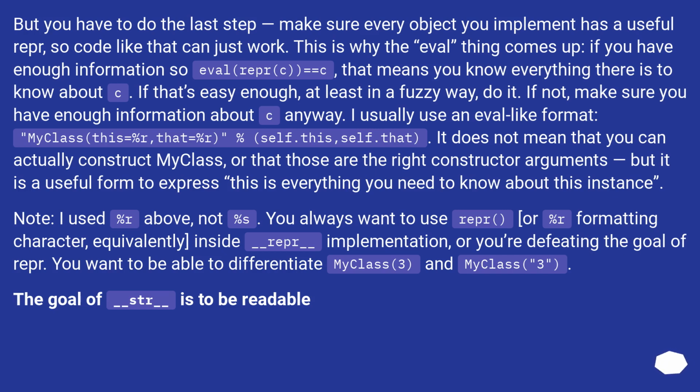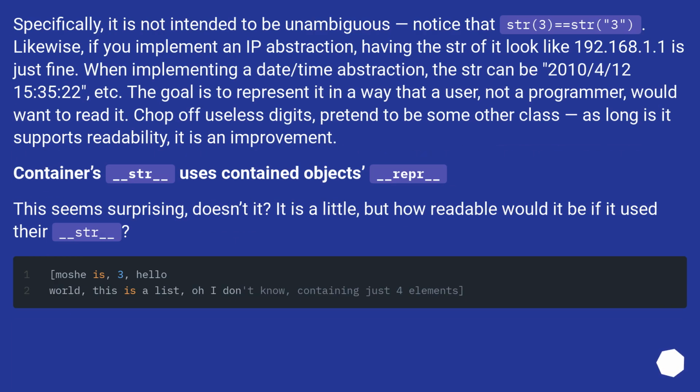The goal of __str__ is to be readable. Specifically, it is not intended to be unambiguous. Notice that str(3) equals str('3'). Likewise, if you implement an IP abstraction, having the str of it look like 192.168.1.1 is just fine. When implementing a date/time abstraction, the str can be "the 12th of April 2010 15:35 and 22 seconds", etc.